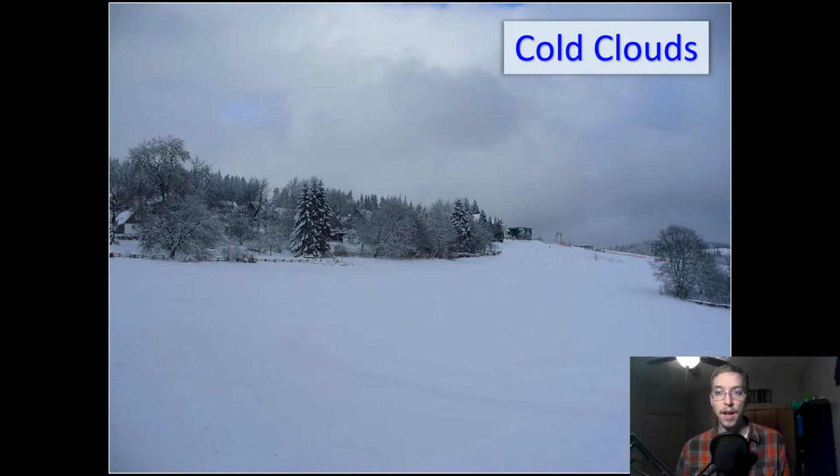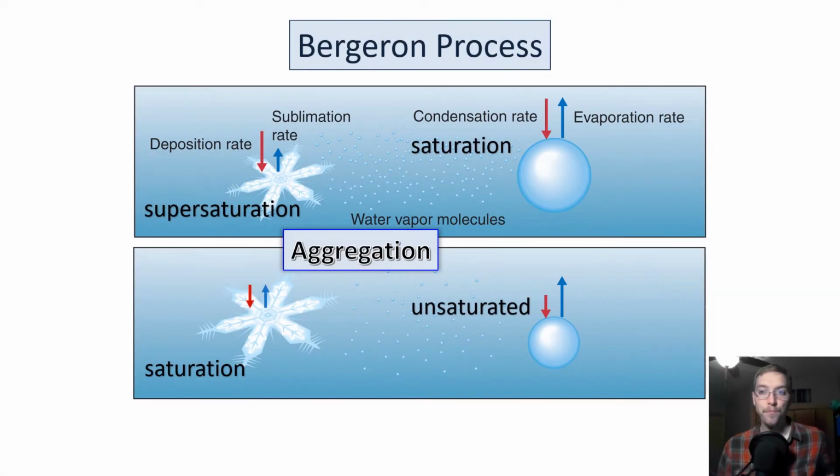Therefore, when the in-cloud temperature is between 0 and negative 40 degrees Celsius, there are usually many more supercooled liquid droplets than ice crystals. This observation is also important in the formation of lightning and hail. So in the Bergeron process, ice crystals grow as water vapor deposits onto crystals, while the supercooled liquid water droplets evaporate. This occurs because the saturation vapor pressure for water is higher than that of the saturation vapor pressure for ice. The result is that ice crystals grow large enough to begin falling from the cloud.